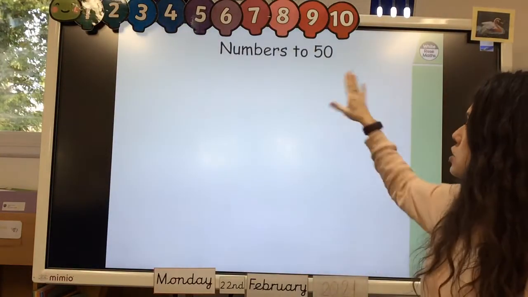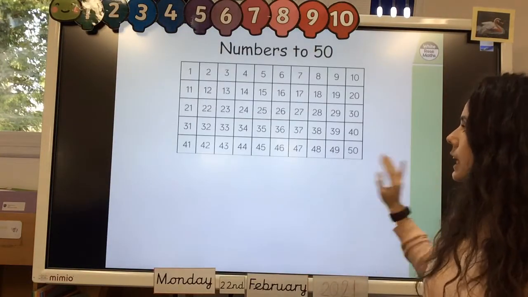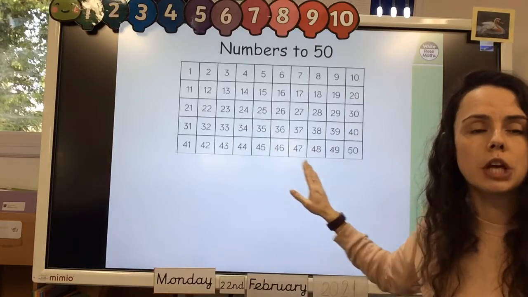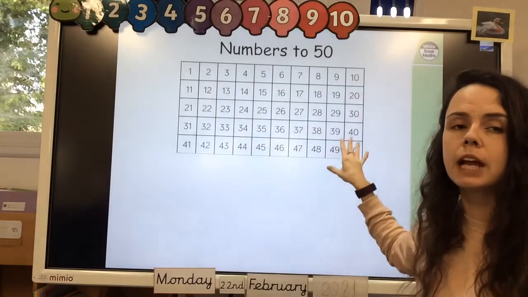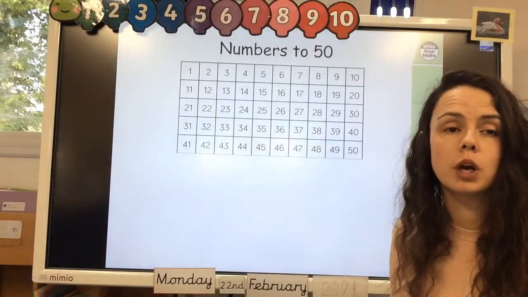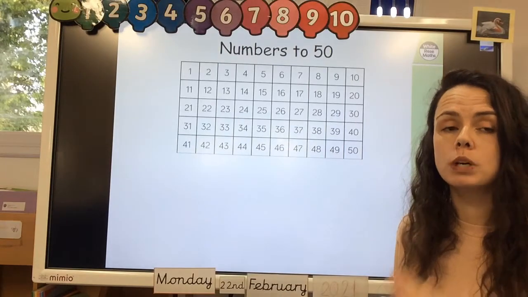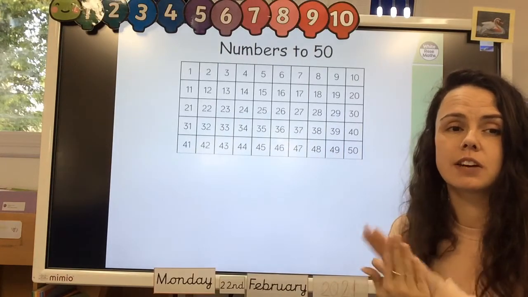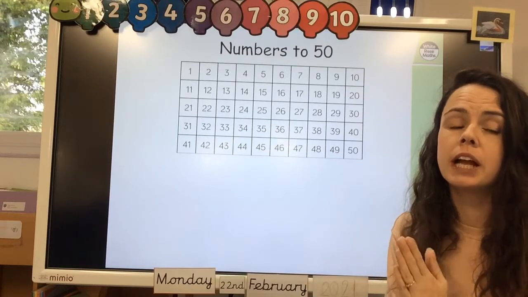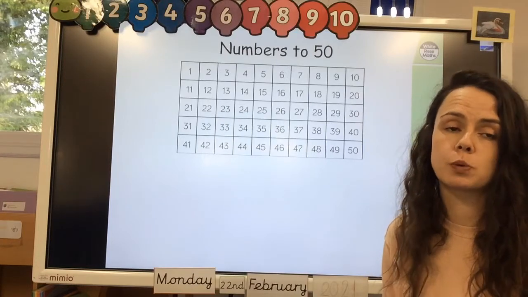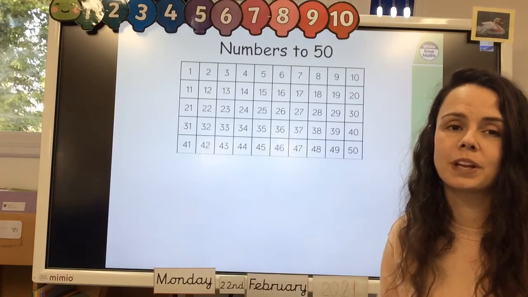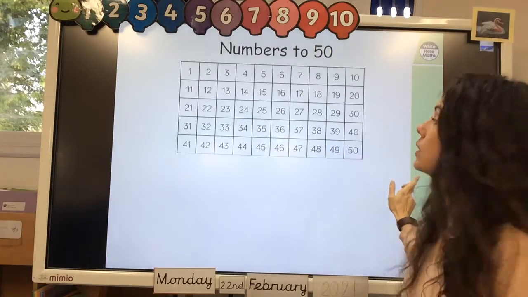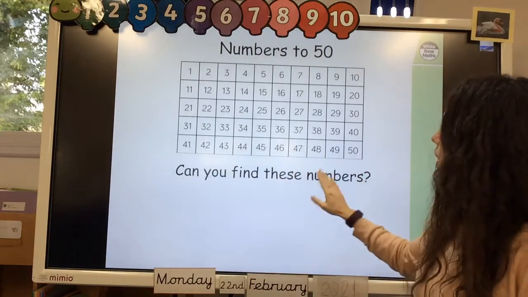So, numbers to 50. Here, I have got what's called a number square. And in your packs this week, I've sent you home with a number square. On one side, it's number square to 50, and on the other side, it's a blank number square. If you would like to, you can get out your number square to 50 now. Right, so numbers to 50. Can you find these numbers?